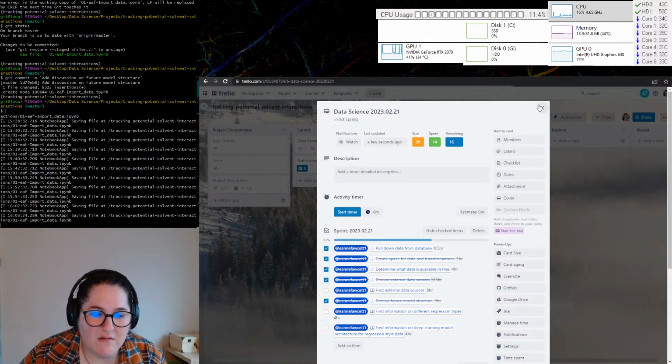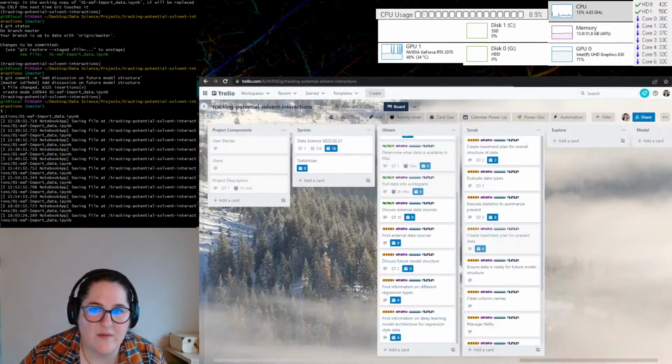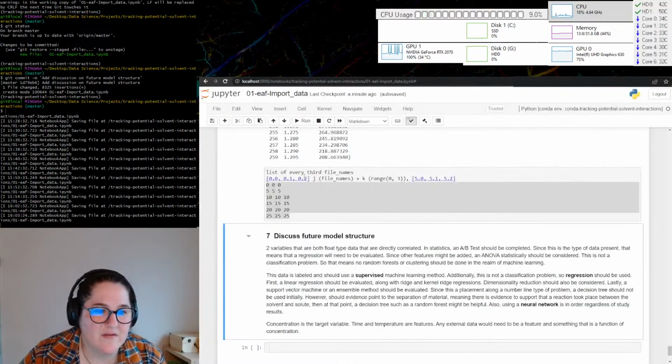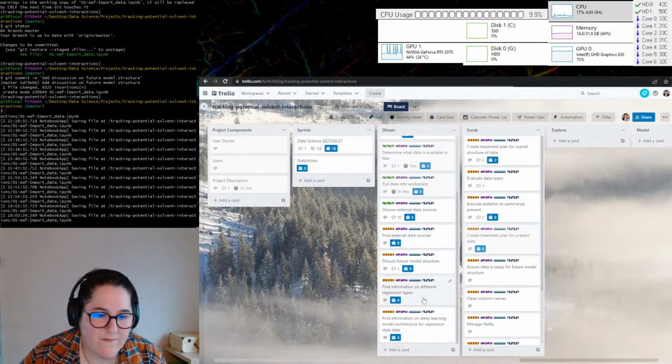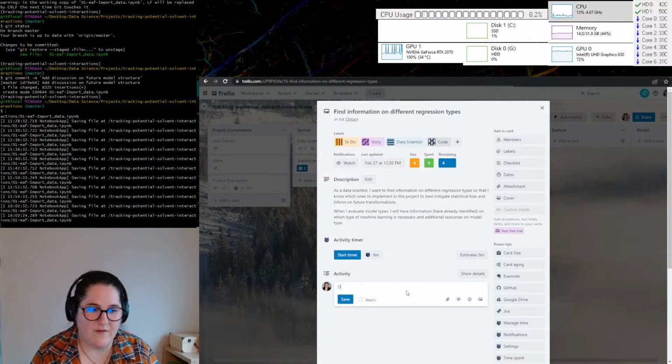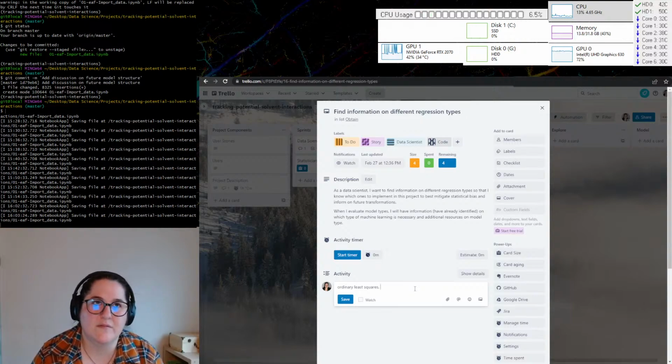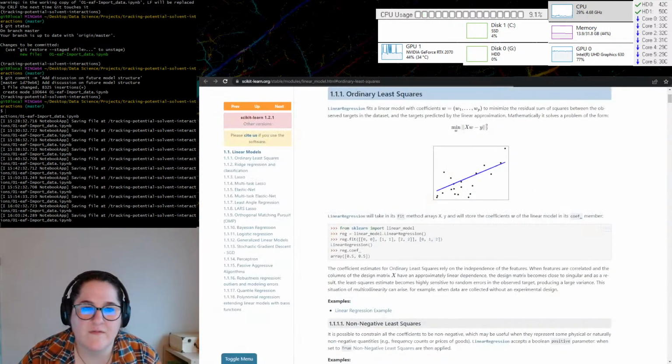Okay, now find information on different regression types. We already looked a little bit at statsmodels. We looked at OLS. So let's go ahead and find information on different regression types. So we know that we have OLS, ordinary least squares, and that means things. Then we have linear. We have the ridge. Then we have kernel ridge. Let's see what else we have here.